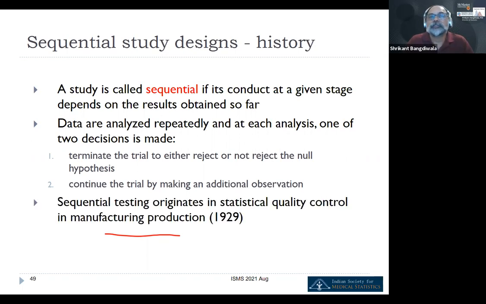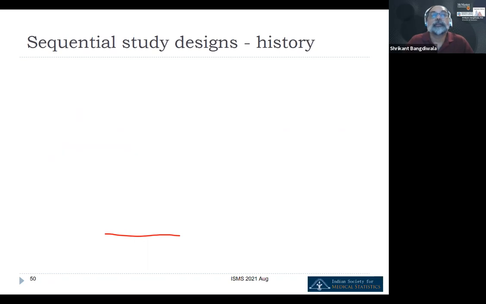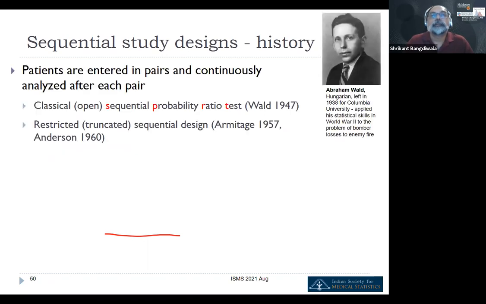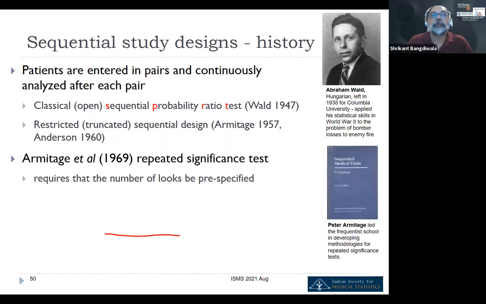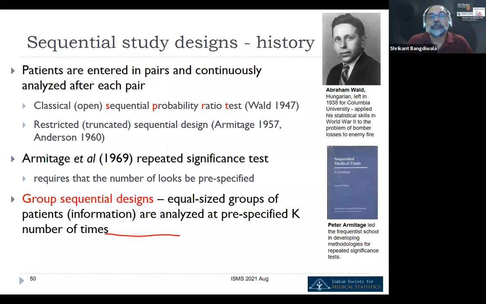This sequential testing originated in quality control in 1929, but it wasn't until the 1940s that Abraham Wald came up with the sequential probability ratio test. Peter Armitage came up with repeated significance testing and how to adjust that alpha for it. His procedure required that the number of looks be pre-specified. We're going to do 4 previous looks, so 5 looks total, etc.